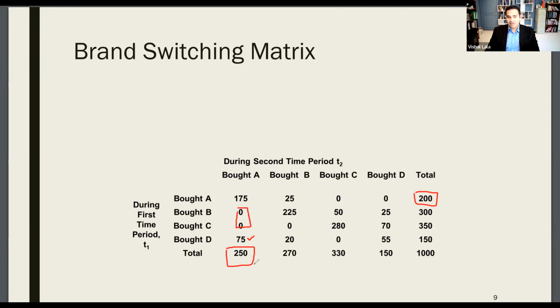And so brand A has taken away market share from brand D, which led it to grow to 250 units in sales. We can also learn from this matrix by examining an index. We can look at the level of loyalty each brand has. If you divide this number here by the total purchase in time T1, you can learn about the loyalty one has towards each brand. Let's take a look at that then.